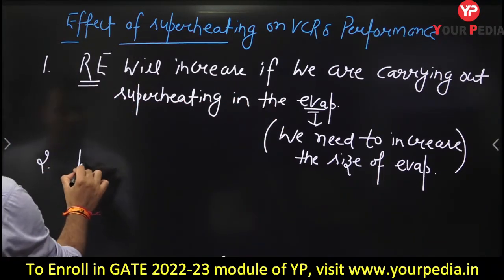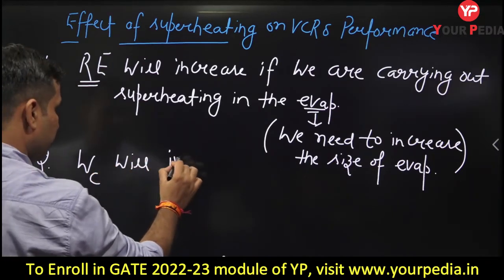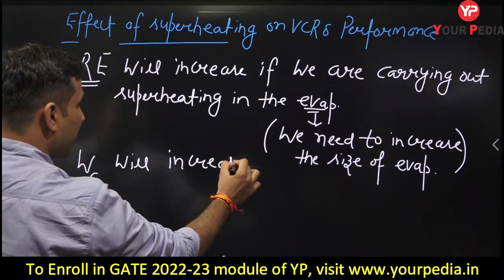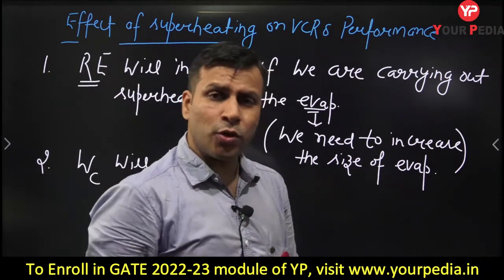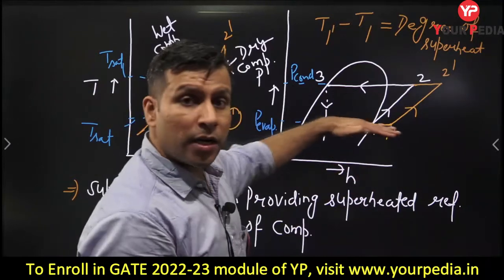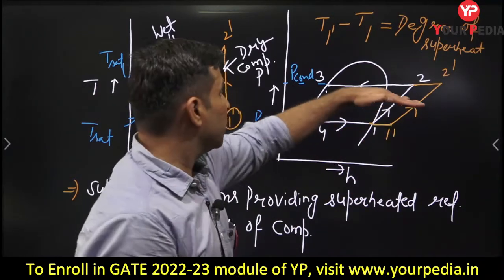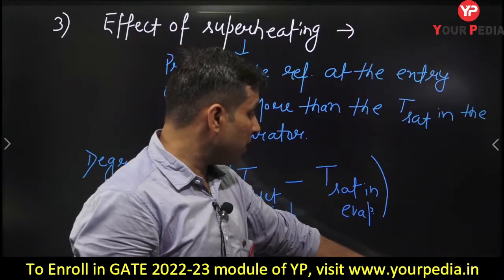Second, WC will always increase. Compressor work क्या work करेगा बच्चों? That will increase. And why it is increasing? Because in this case, if you will observe here, this is your evaporator pressure, this is your condenser pressure. The pressure ratio is not changing, but why is the work input increased, guys?